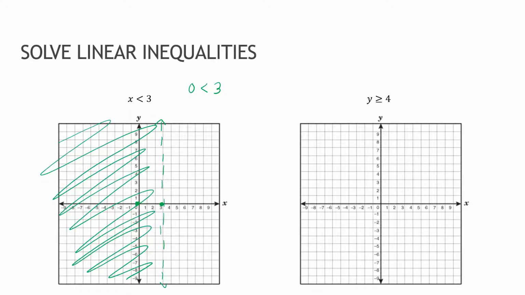Same thing for the other one. Y is greater than 4. So I'm going to go to where y is 4. This time it's a greater than or equal to, so I get to draw a solid line like normal, not a dotted line.